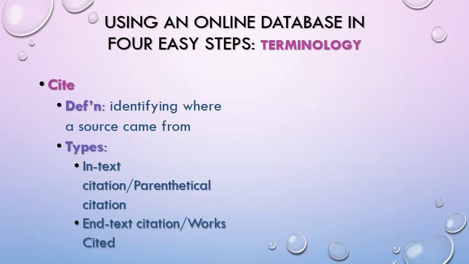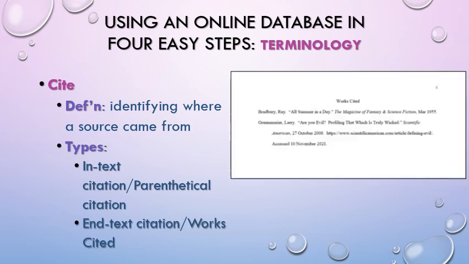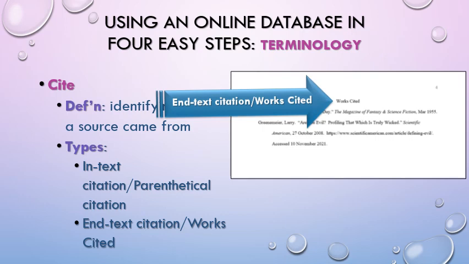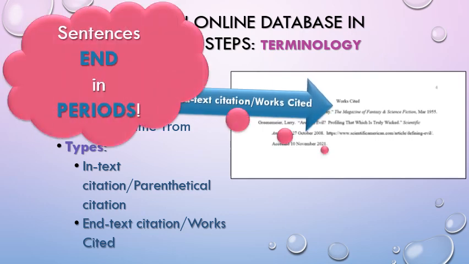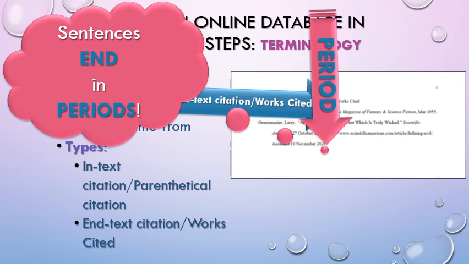The second type of citation is end-text citation. In MLA format, it's called the works cited. So there's an example of a works cited right there. Okay, please notice it has its own page. And please notice that each citation ends in a period because sentences end in periods. You might notice a theme here.